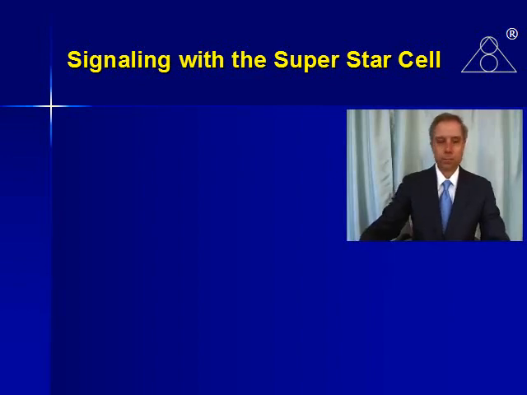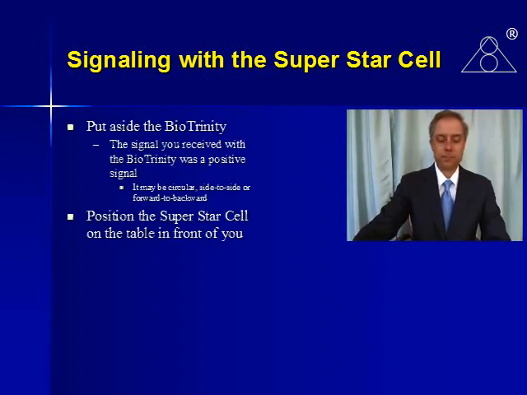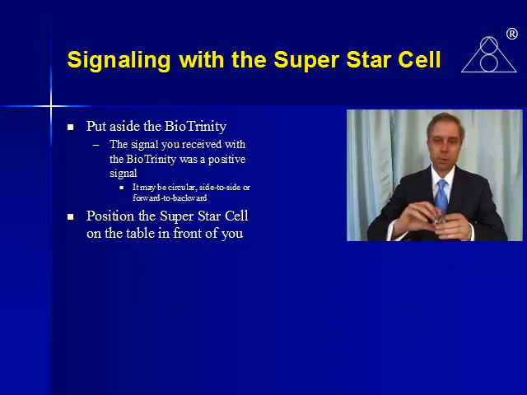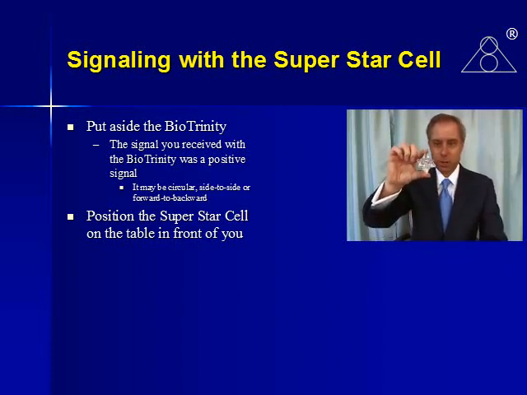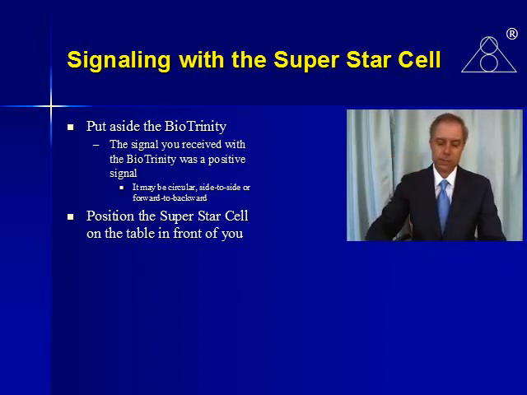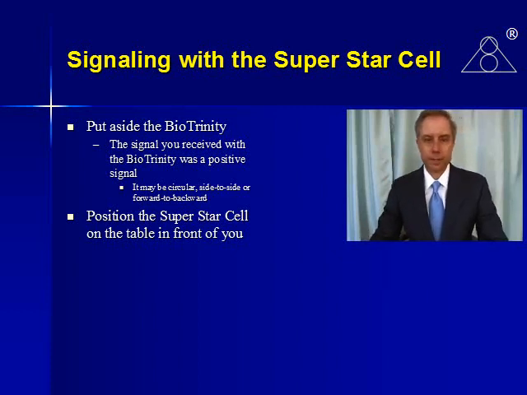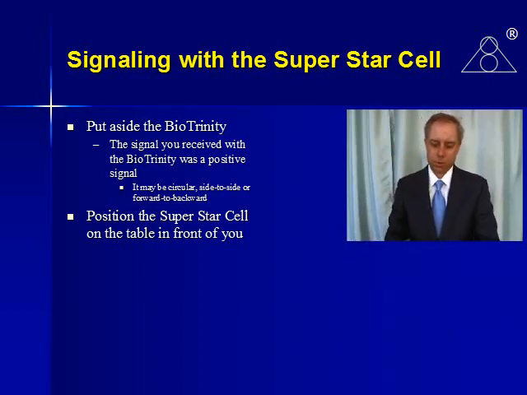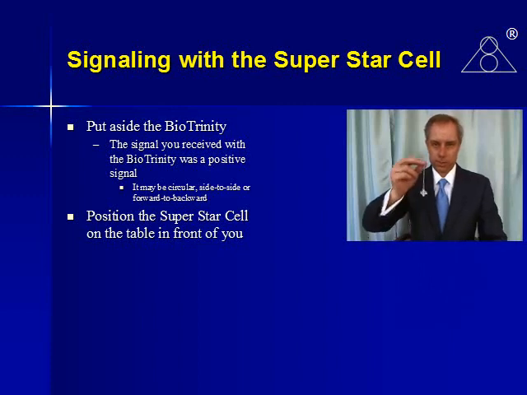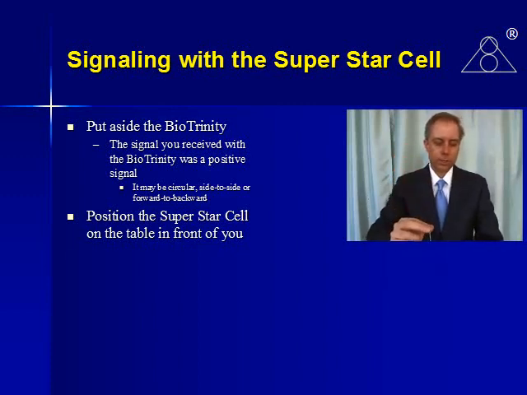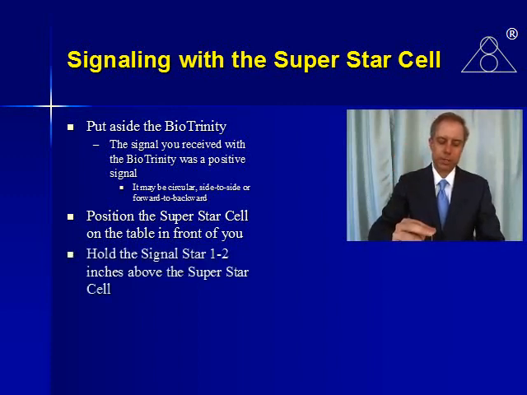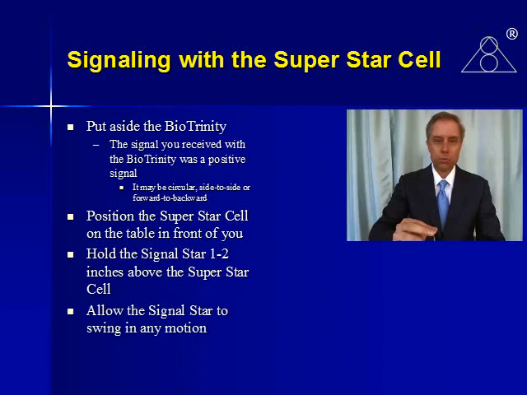Now, take your personal bio-trinity and set it aside. Take the super star cell. This is the large, clear star cell. Set it on the table directly in front of you. Take your signal star. Hold it just 1 to 2 inches in front of or above the super star cell. And allow it to move in any motion as well.